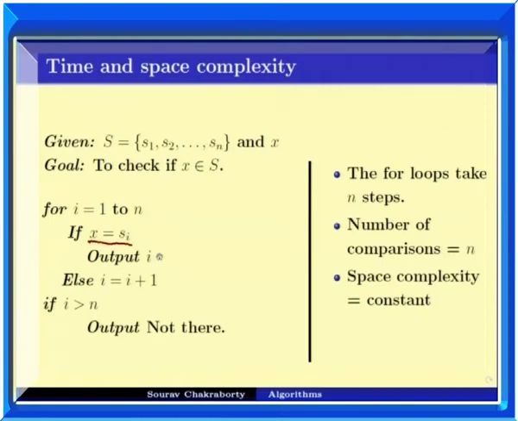Space complexity: how much space do we need? It is constant, because we do not have anything to store as such. All we are storing is i, which is like a register. So, the space complexity is constant. Now, the obvious question: can we do better than this? And sadly, the answer is no.